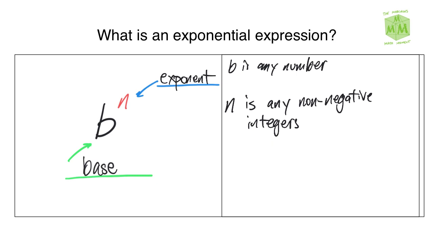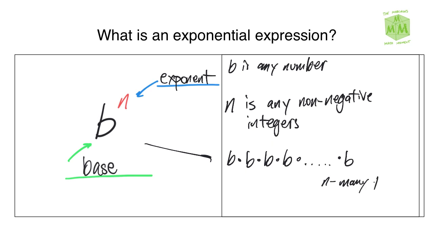So an exponential expression is just repeated multiplication. This right here is b times b times b times b times b, n many times, whatever this number n is. Like we'll have n number of b's multiplied together. So let's see what that looks like in practice.